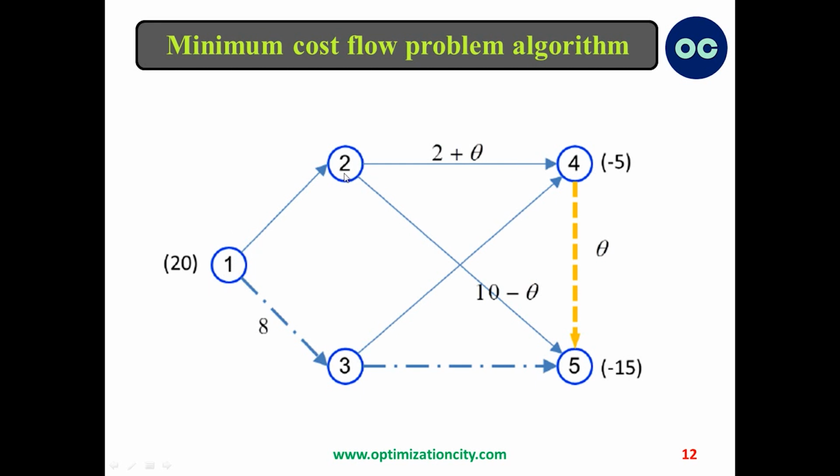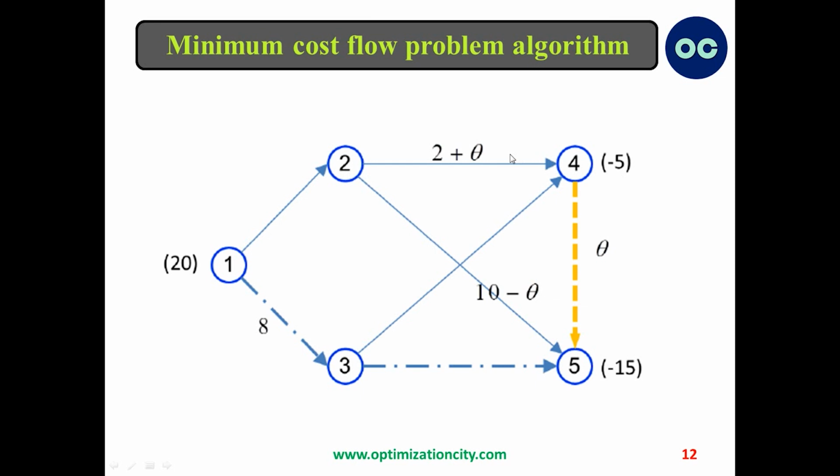So we pick arc 2, 4 and update the flow. The flow balance equation on node 4 holds, so it's done. Now the question is how much we can increase theta. The capacity of arc 4, 5 is infinity, so theta can increase to infinity. The flow of arc 2, 4, that is 10 minus theta, should be positive, so theta can increase by 10. And finally, the capacity of arc 2, 4 is 4, so the maximum value of theta is equal to 2.